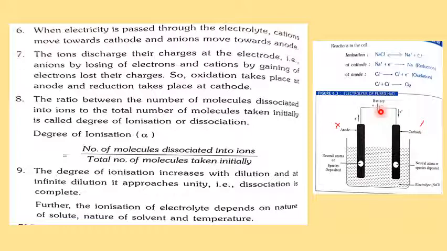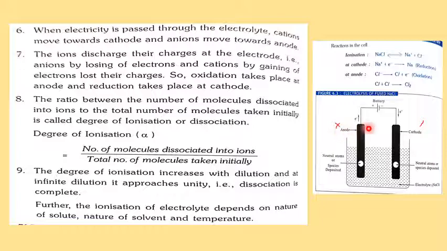When electricity is passed by the battery through the solution, NaCl dissociates into positive and negative ions. Na+ is the positive ion. This positive ion moves towards the cathode side. Why? Because cathode has negative charge. Similarly, Cl- ions move towards the anode side. Why? Because anode has positive charge.